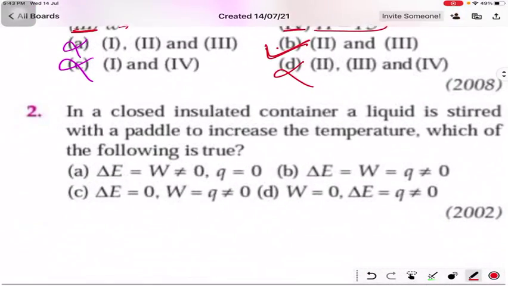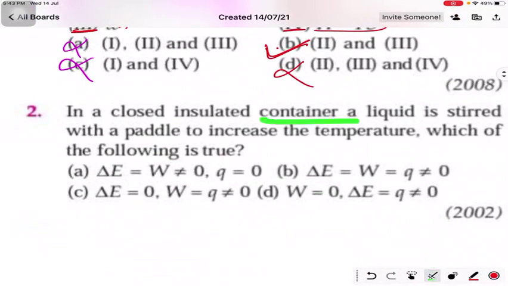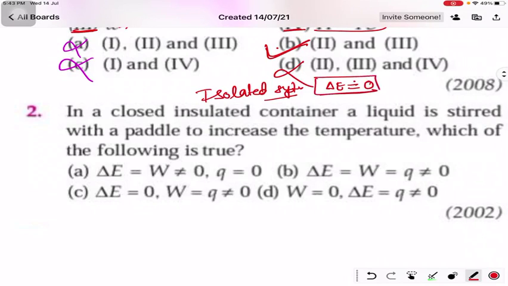Second question: in a closed insulated container, a liquid is stirred with a paddle. It is closed and insulated, which means it is an isolated system. In an isolated system, no matter transfer and no energy transfer will take place at all. That change will be equal to 0. No change will occur at all. No heat will be transferred.